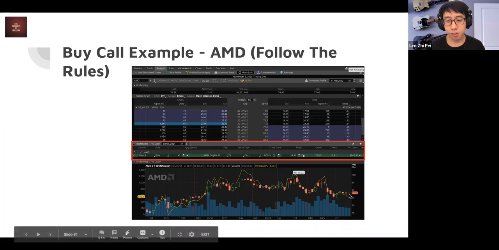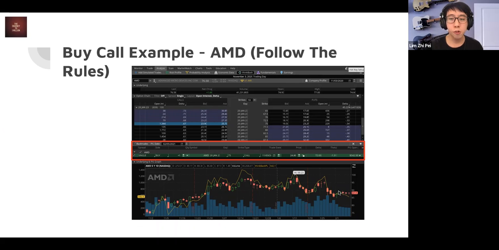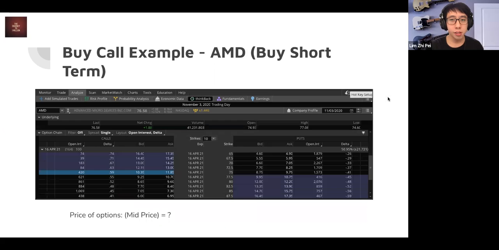Because this contract is until 2023, you can just leave it for a long time and keep monitoring it. And who knows, maybe AMD keeps growing and you will have more profit.